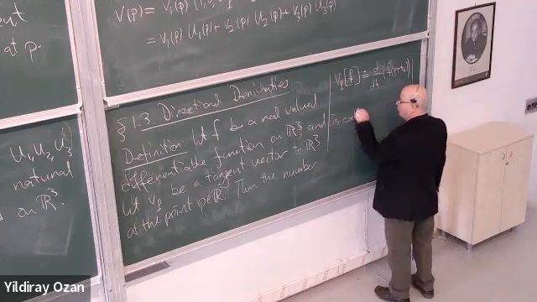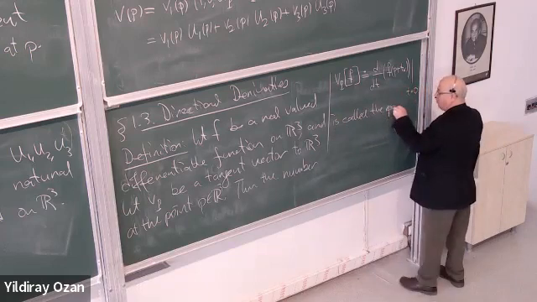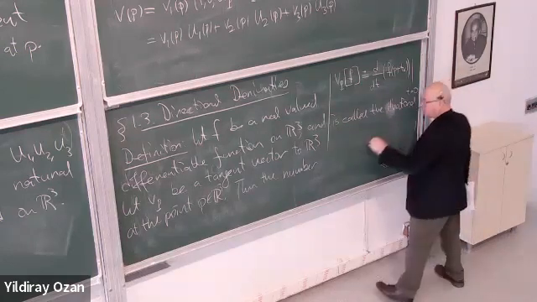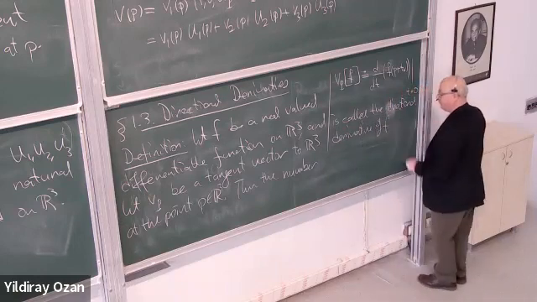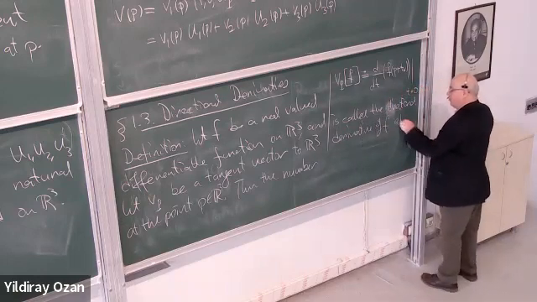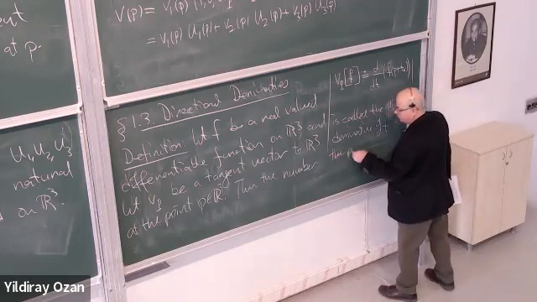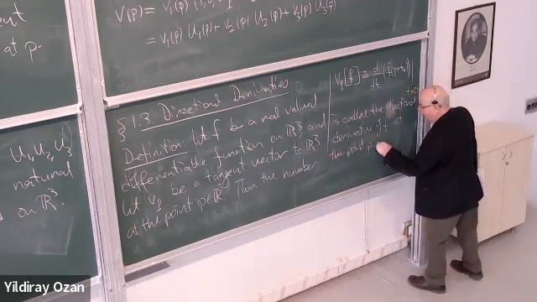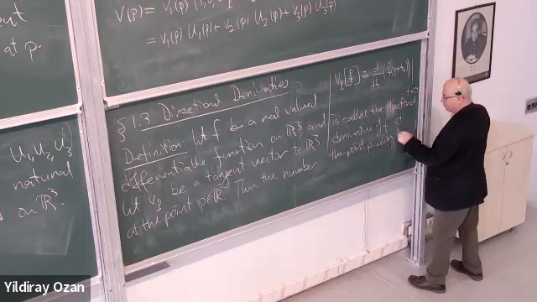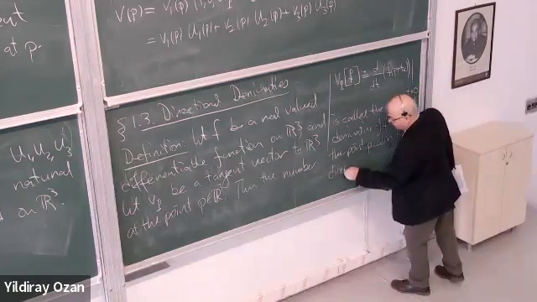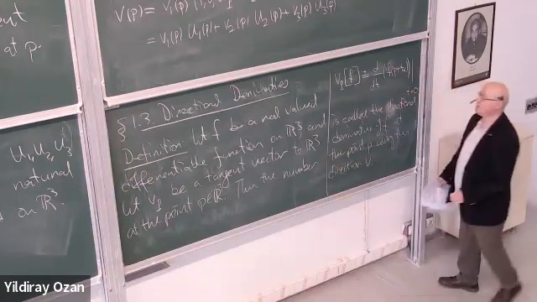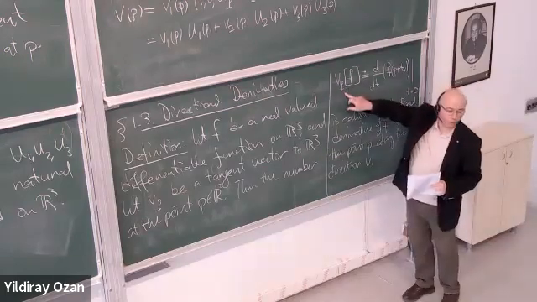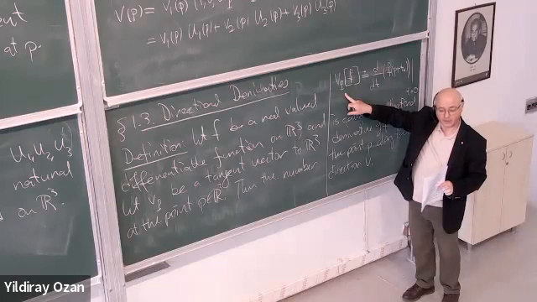Is called the directional derivative of f at the point p along the direction v. Okay. So you see why we need actually two components for a vector, tangent vector.